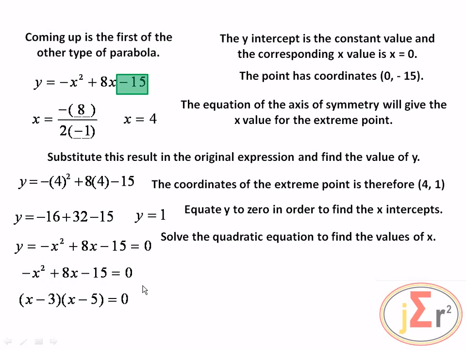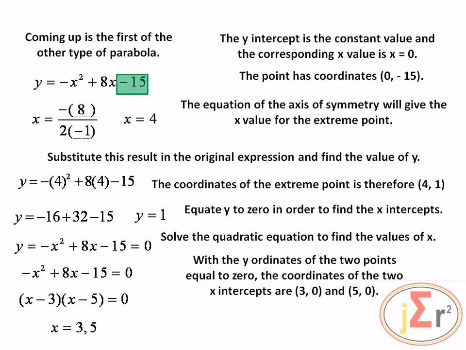And we need to find the two numbers that multiply to give a positive 15 and add to give a negative 8. And those will be -3 and -5. When we solve our equation, we get x is equal to 3 and x is equal to 5, and those will be the x ordinates of the points, the y ordinates being equal to 0. The two x-intercepts are 3, 0 and 5, 0.